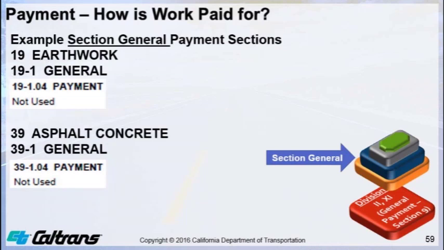There are also a lot of payment sections under the section generals that are not used, but you need again to look at these sections to ensure you have the complete answer to the question, how is the work paid for? Because there may be payment specifications. Shown are the section generals for Section 19 Earthwork and Section 39 Asphalt Concrete. In this case, for both of these general sections, the payment sections are not used.